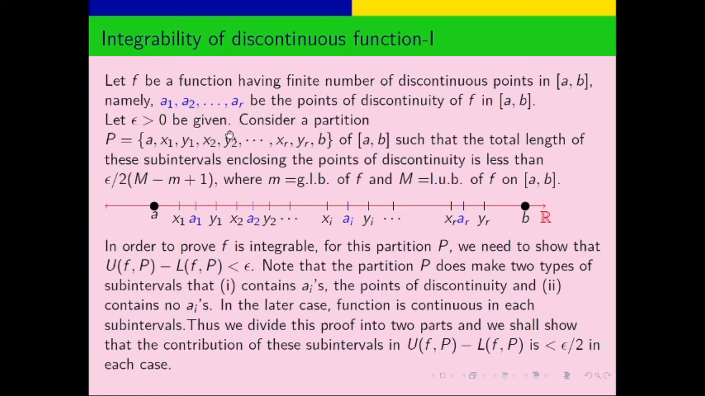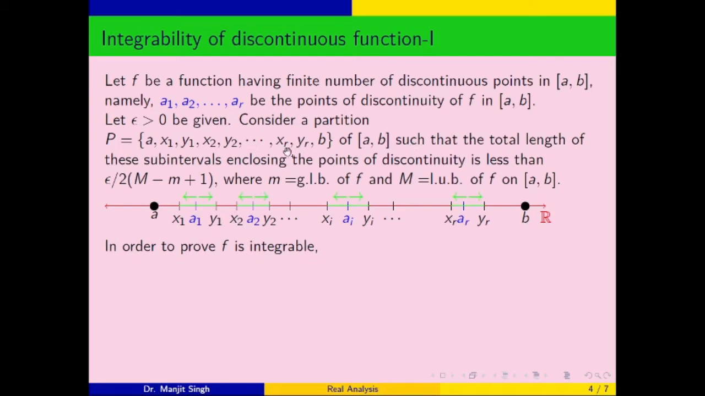So now we make a wise step here. We can take the lengths of all the subintervals which enclose these points a1, a2, ..., ar, such that we can consider the partition P where the total length of these subintervals enclosing the points of discontinuity, shown here in green lines, is less than epsilon upon 2 into (M minus m plus 1), where capital M and small m are well known.